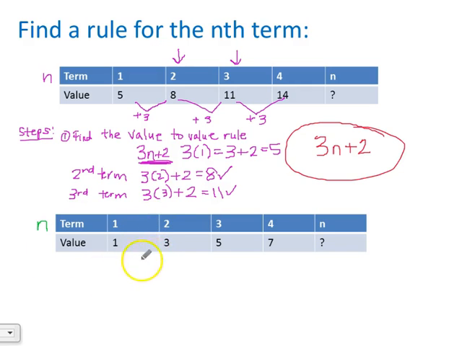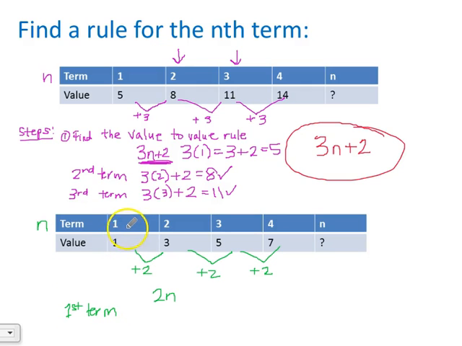All right, so the first thing I want to do is see how much we're increasing from value to value. From 1 to 3, we're increasing by 2. From 3 to 5, we're going up by 2 again. And from 5 to 7, we're increasing by 2 again. So we know the start of our equation is just going to be 2 times n. Now we want to see if that works. Let's test that for our first term.